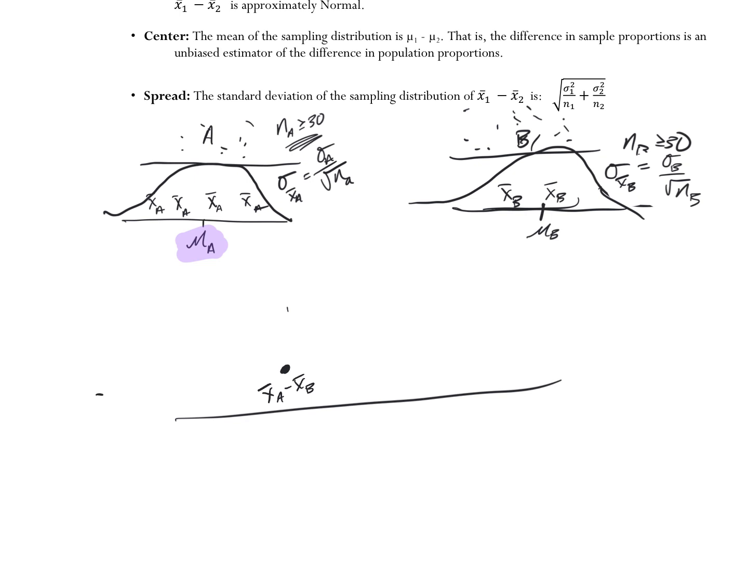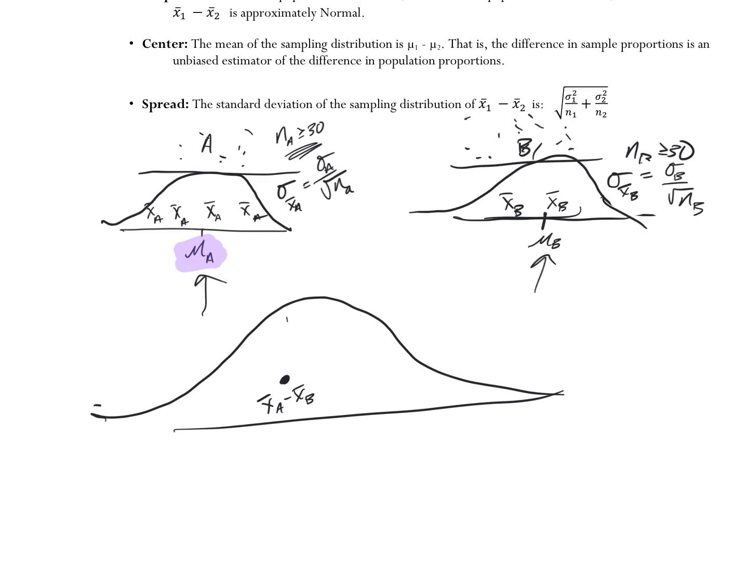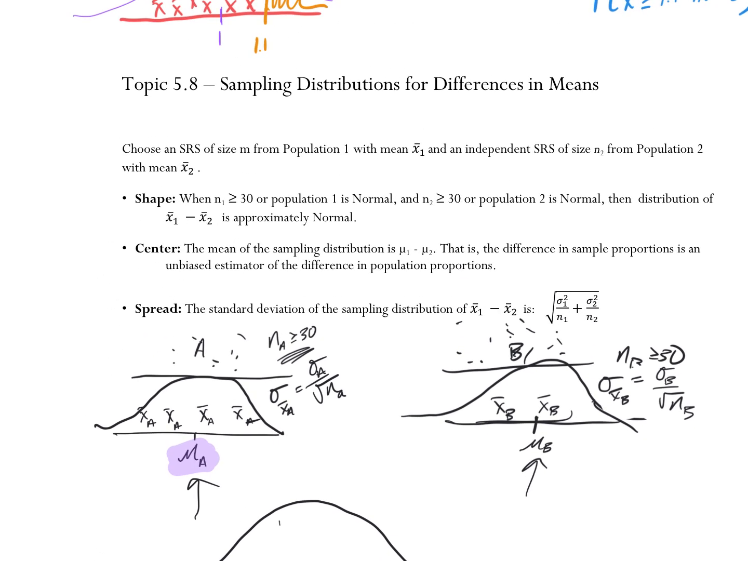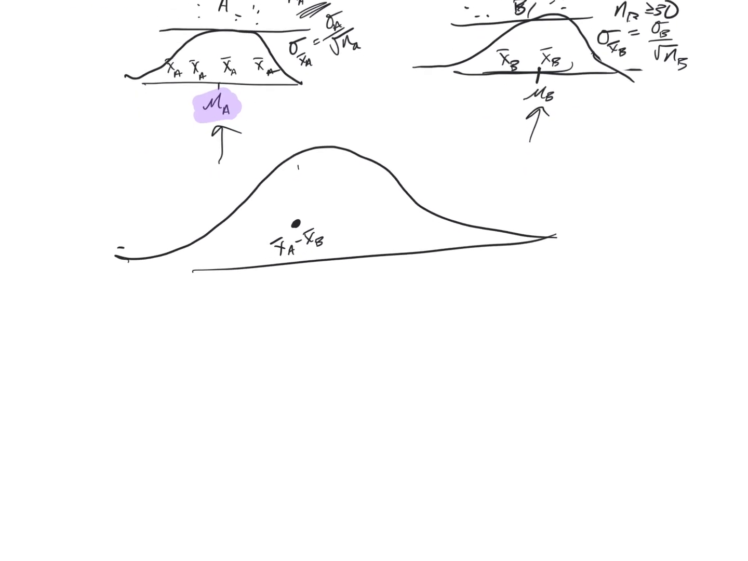If these were both normal, are you guys with me that the population would be normal, or that the differences would be normal? Okay, so if what I'm doing is comparing two means, they're going to be normal if that normal rule for both samples works. We're just going to check those normal rules for both samples. Okay? What's the center of this going to be? Mu A minus mu B.